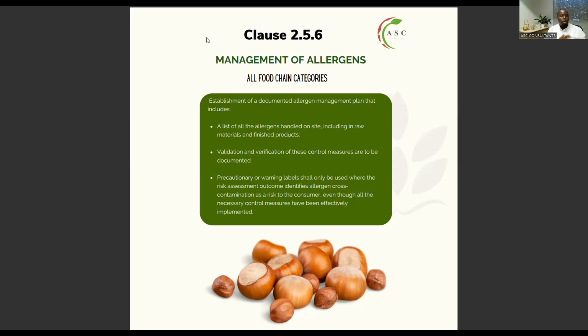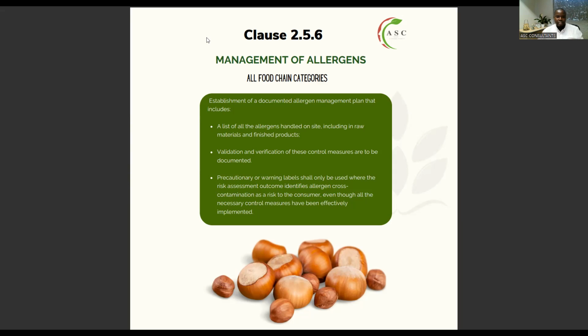So it doesn't mean that you always have to redo the validation, unless there is a change of the allergen and the protein that you are trying to control. Then you may have to relook at your initial validation to see if it is still applicable for that particular allergen. So, I hope I've explained that.